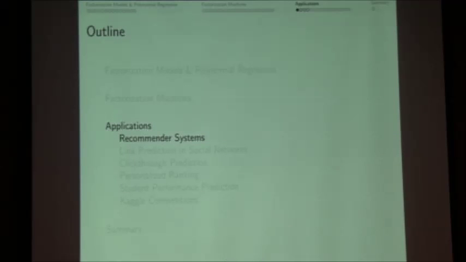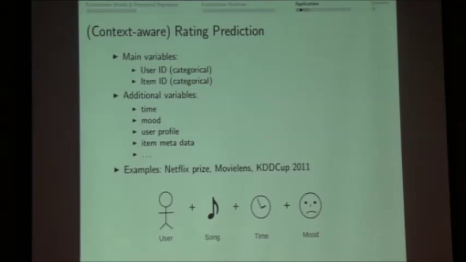So let's go to some applications after all the theory. The first application I want to talk about is recommender systems, because it's one of the traditional things where people know factorization models. In rating prediction or context-aware rating prediction, this is also no problem with factorization machines. You have mainly two variables, user IDs and item IDs, and then a lot of additional variables, often like time, mood, user profiles, item profiles, location, and all that. Popular examples for these kinds of problems are the Netflix Prize, KDD Cup 2011, and so on.